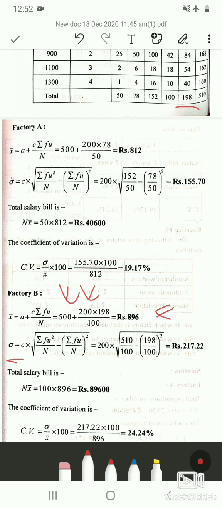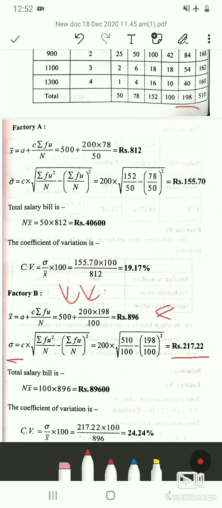And then calculate standard deviation. So we'll get standard deviation as C into square root of summation FU square divided by N minus summation FU divided by N whole square. So when you substitute all the values, you will get it as rupees 217.22.